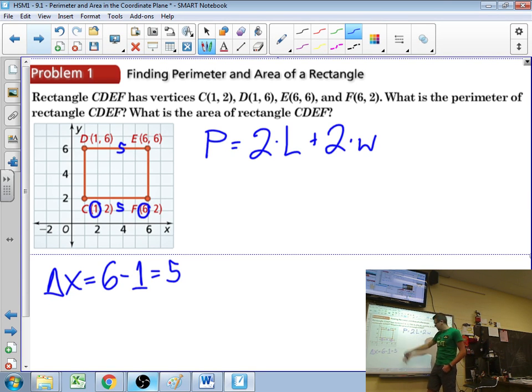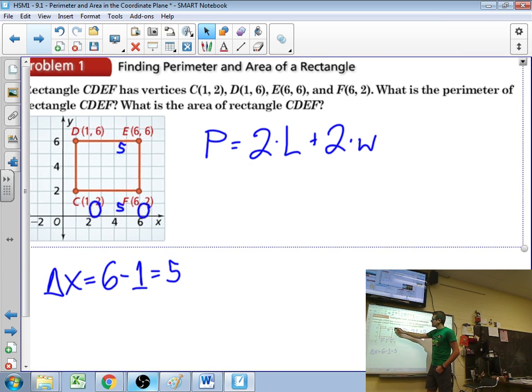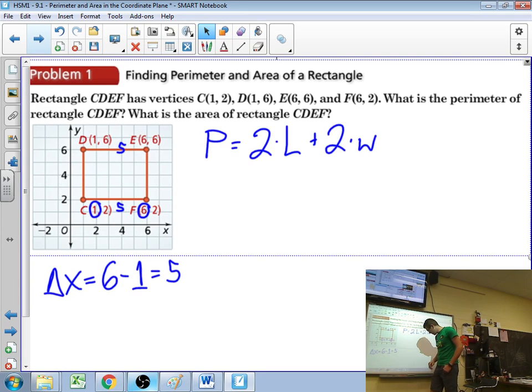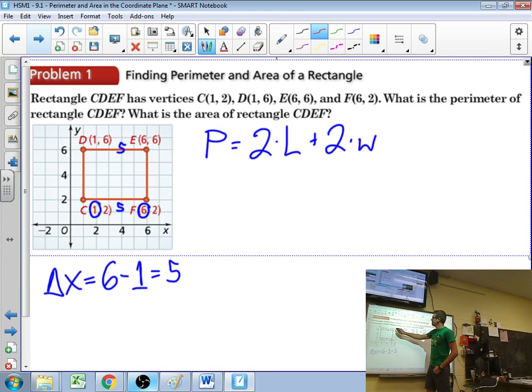I can do the same thing with my y values. Let's see if we can get green to work. Nope. Alright, we'll go to red. My y value is 6 and my y value is 2. The difference between them is 4. So I see that's 4 and that's 4.